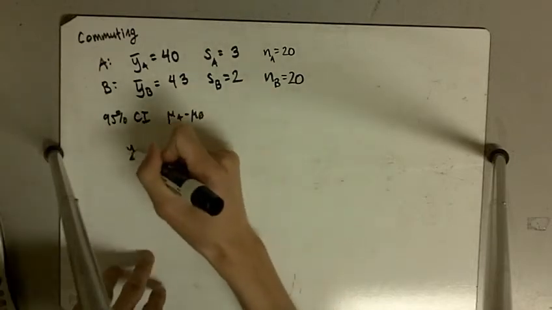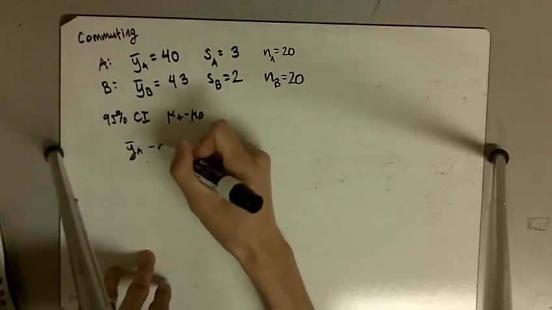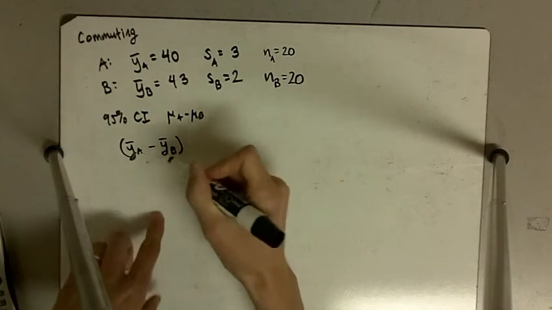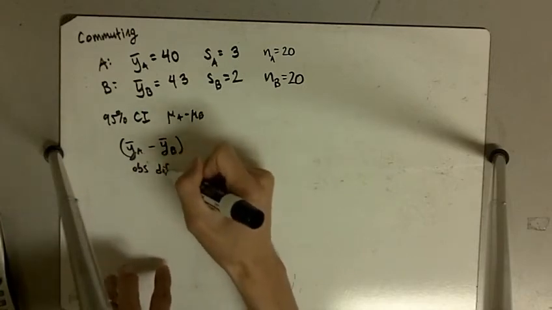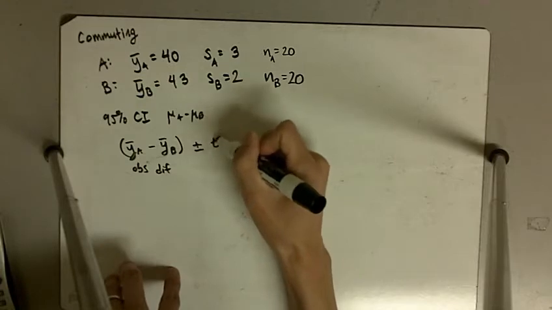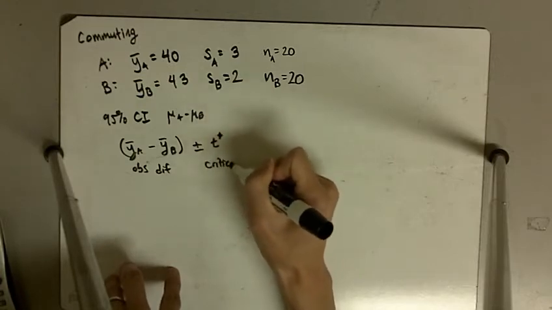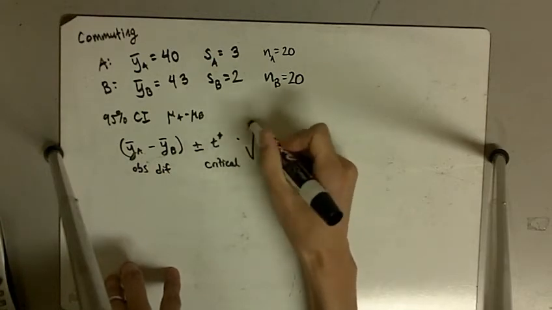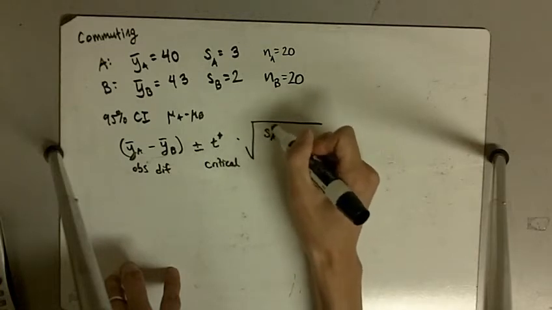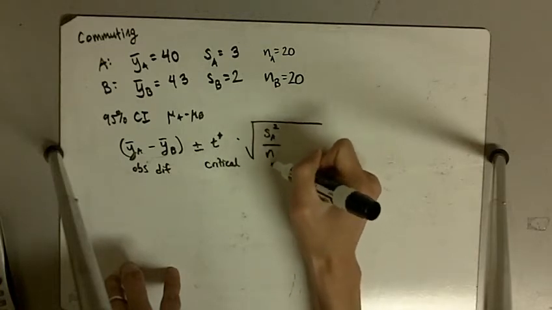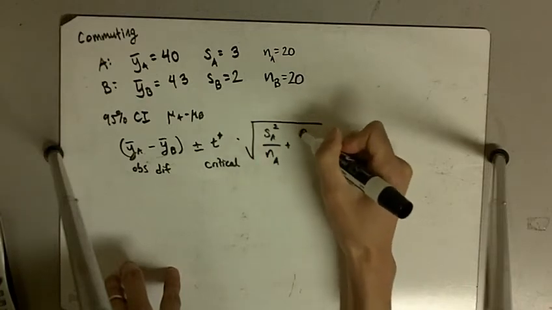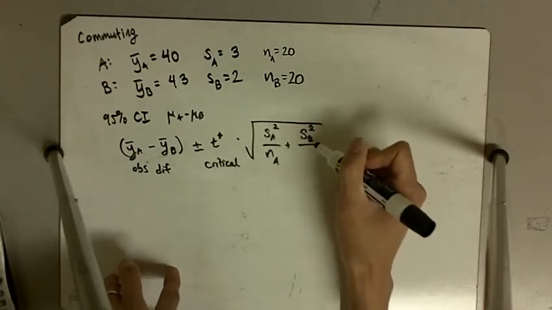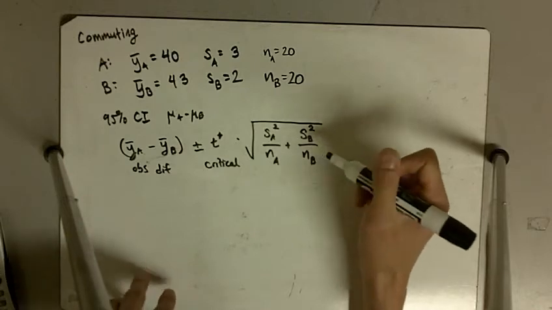So it's going to be the sample mean of group 1 minus the sample mean of group 2. This is our observed difference, plus or minus our critical value, times our standard error. So our standard error is the square root of S1 squared over N1, or I'm using A because it's group A, plus S of group B squared over N2.